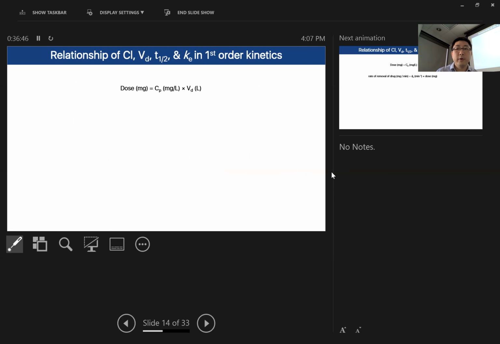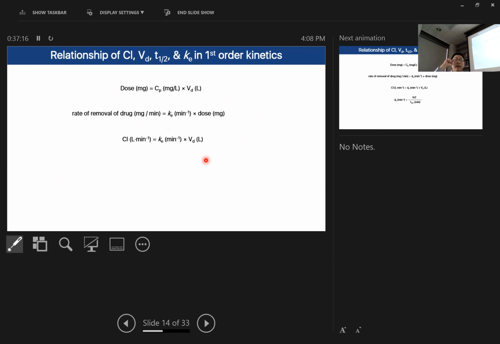So here are a few relationships, equations I want you guys to know. The first one is easy, the beaker one, right? The beaker example: the dose, the concentration, the volume of distribution. This one, like I said, is not super important. I don't really see anybody calculate this one. But this is very important.